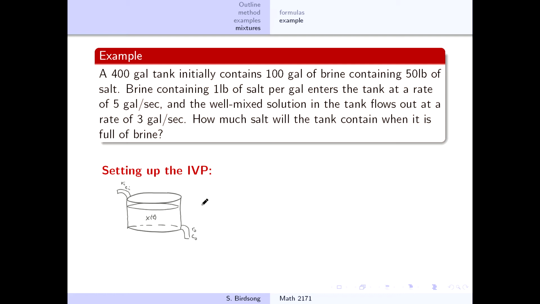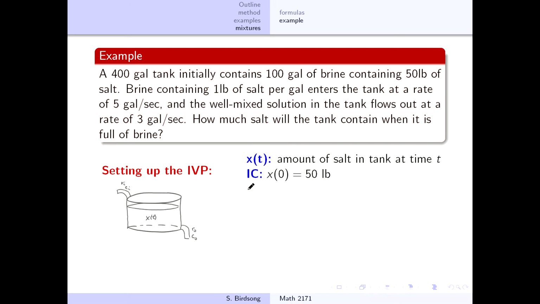Okay. So I've got this nice little tank problem. I went ahead and labeled flow in, concentration in, flow out, concentration out, and then X here is representing the amount of salt in the tank. So X is the amount of salt in the tank.